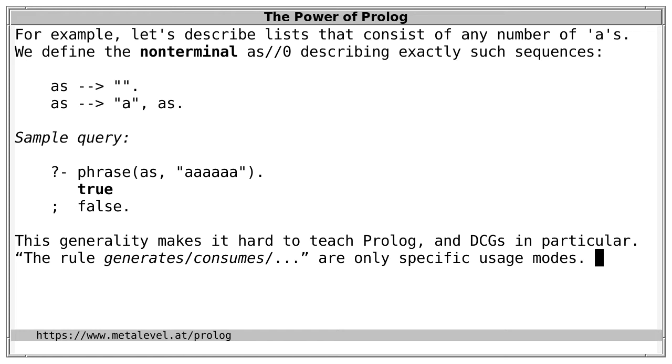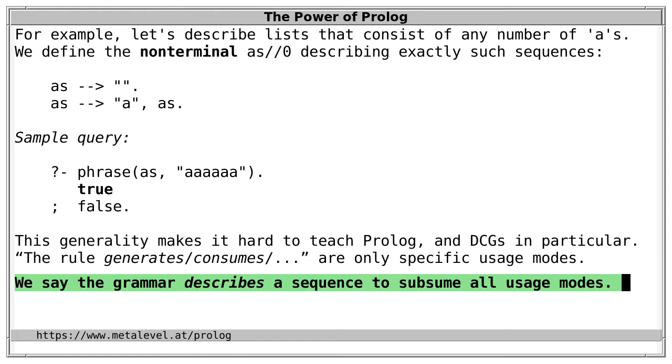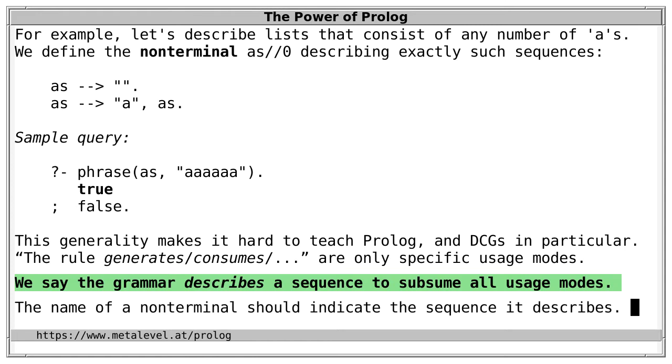For instance, if we say the rule generates a list or the rule consumes a list, then we only capture specific usage modes, even though the same rule can be used in other modes too. And we therefore say, for example, the grammar describes a sequence in order to subsume all possible usage modes. And a good naming convention for non-terminals is to reflect what they are describing. So when choosing a name, we ask, which sequences are we describing? And if they have a telling name, then that's a good choice.